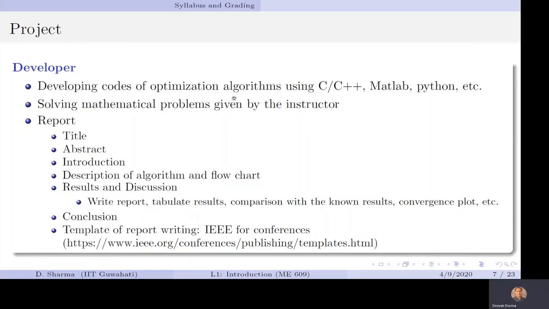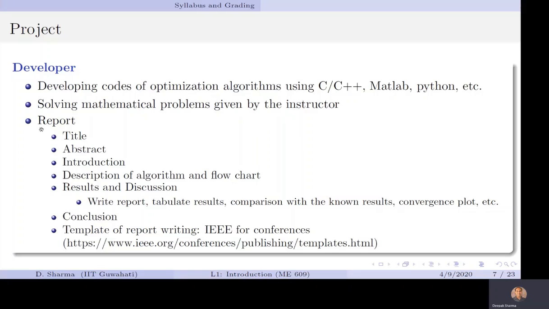Regarding the project, it will be developing the code of an optimization algorithm. I will tell you the algorithm for which you have to make the code. So everyone will be making code for different algorithms. You can use any programming language such as C, C++, MATLAB, Python, etc. The mathematical problems I will be giving to you. For those mathematical problems, we know where the optima is, so you can always compare how your algorithm is working.